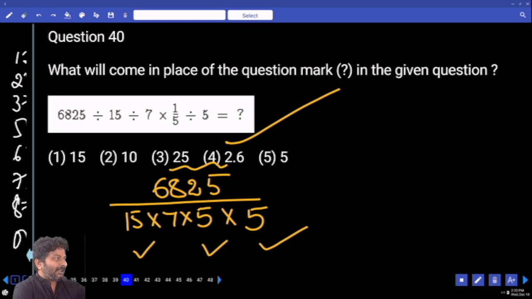Your numerator is 825. Last 3 digits are 825, which is not a direct multiple of 5 cube, but your denominator has a 5 cube multiple, so you will not get an integer as the final answer. You know that you will get either decimal or fraction. Like that, there is only one option. That has to be my final answer.